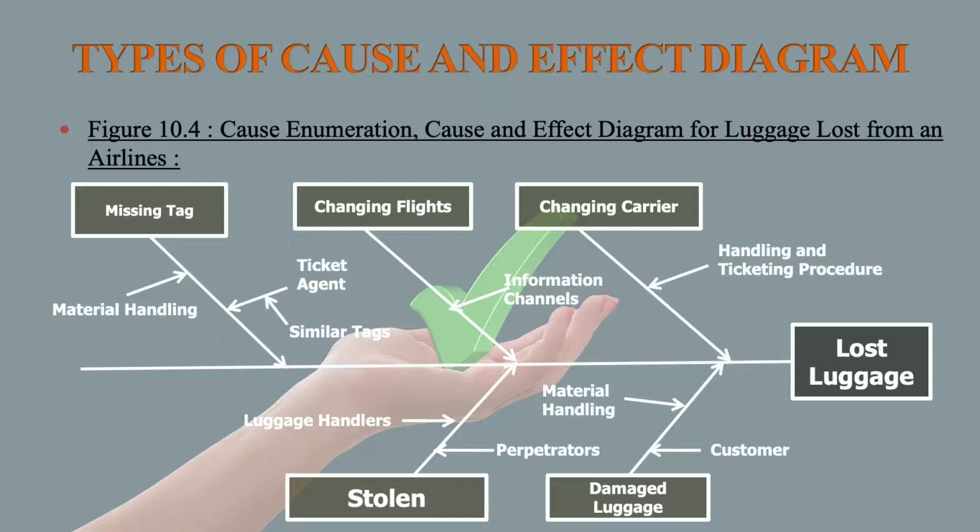So here you can see lost luggage, the changing carrier, changing flights, and missing tag, then stolen or damaged luggage. So there are various causes you have identified, and in that, sub causes also you have identified. So with that we can find out the causes and their effect on the problem. Whatever the problem, the causes can be avoided so that the problem can be reduced. So that is the use of a cause enumeration or cause and effect diagram for the lost luggage.